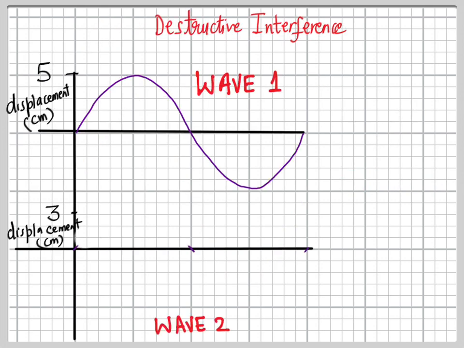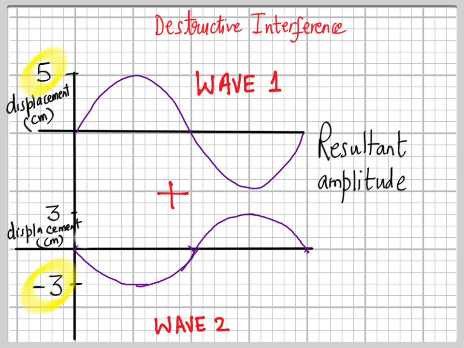Next, let's look at destructive interference. When will destructive interference take place? For destructive interference, we require one wave with positive amplitude and one wave with negative amplitude. So we can see that wave 2 now has negative 3, and when we add these two waves, we need to take the negative sign. So the resultant amplitude will be 5 minus 3, which is equal to 2 centimeters.